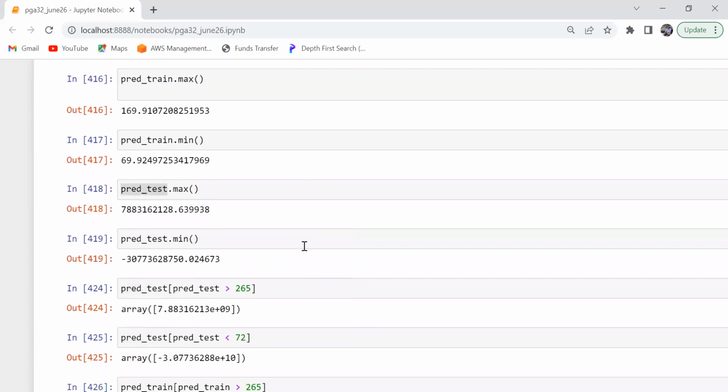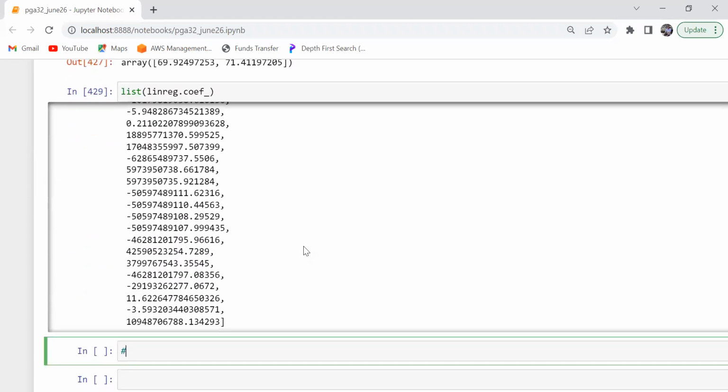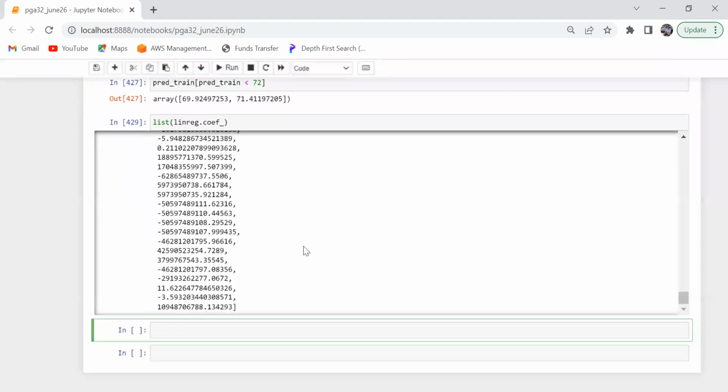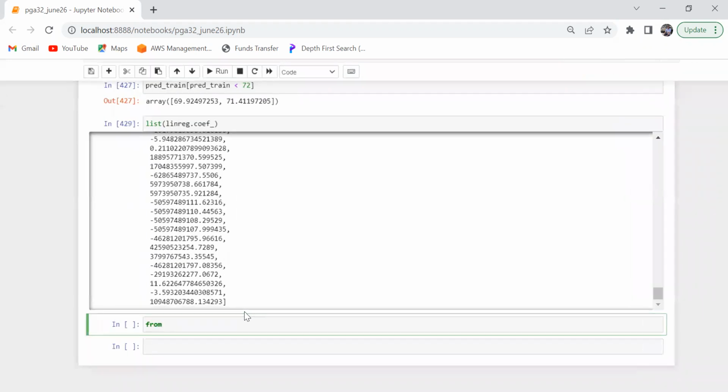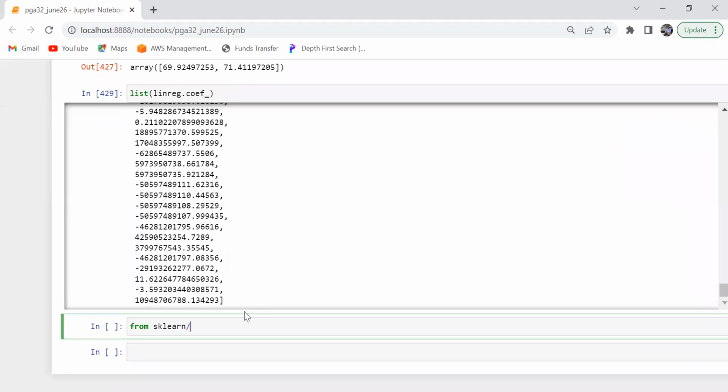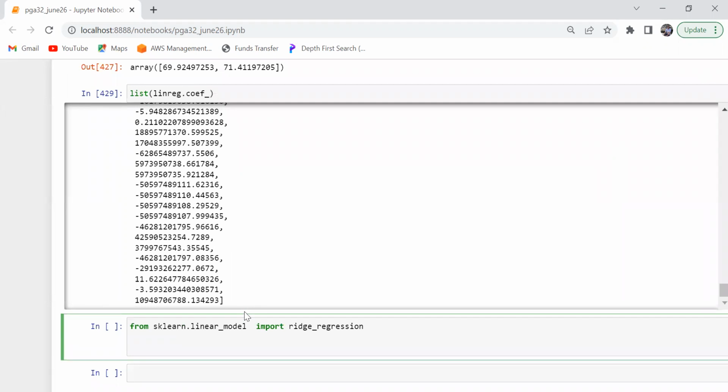Now we'll apply our Ridge and Lasso. If I wanted, I could have directly applied Ridge and Lasso, but I wanted you to realize what overfitting is. Building Ridge and Lasso is very simple. Within 1 minute, it would be built. From sklearn.linear_model, import Ridge regression. That's it.